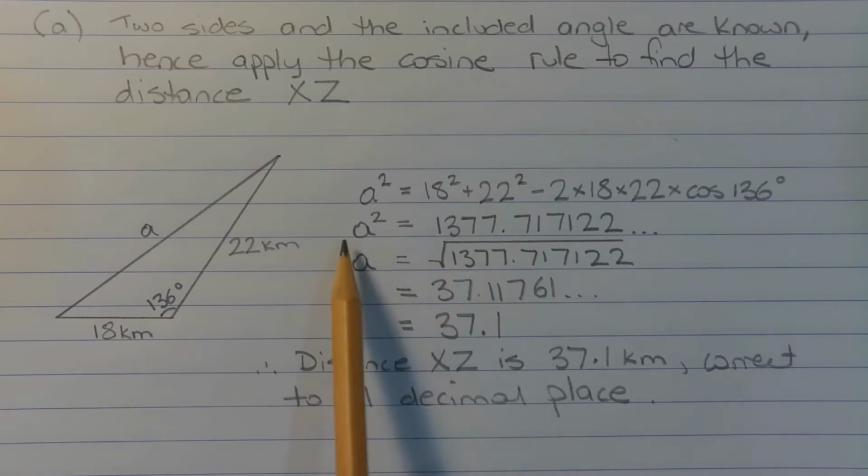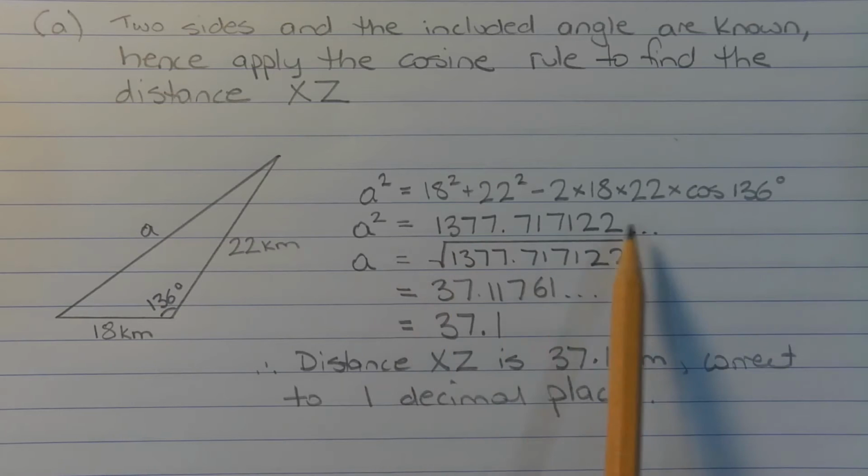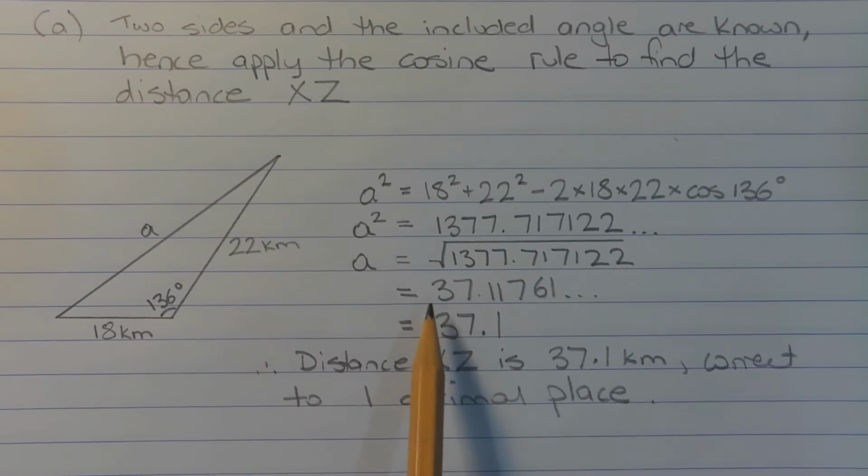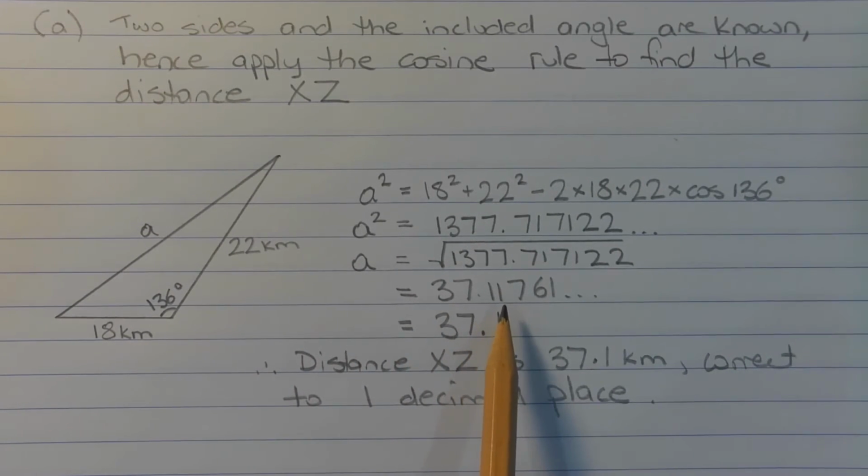So we need to take the square root of both sides. Very similar to finding the hypotenuse in a right angled triangle. We need to take the square root of both sides. So taking the square root of this value here, we get A is equal to 37.11761 and so on, which rounds to 37.1. Therefore, distance XZ is 37.1 kilometers, correct to one decimal place.